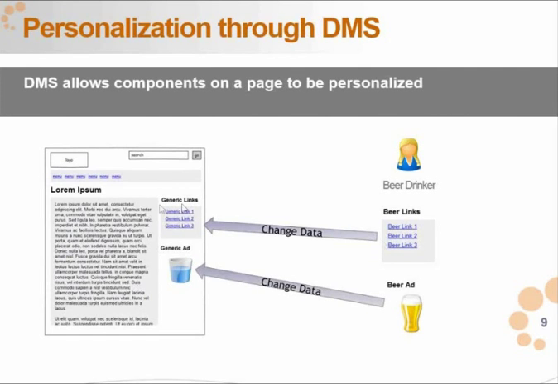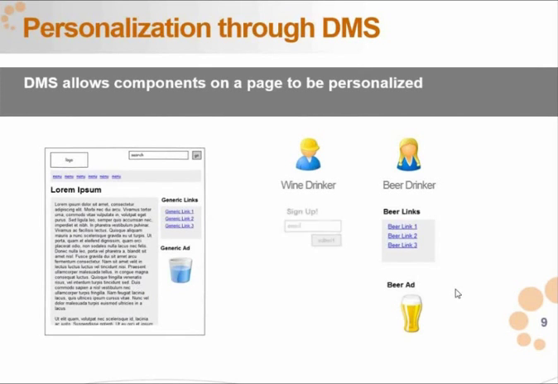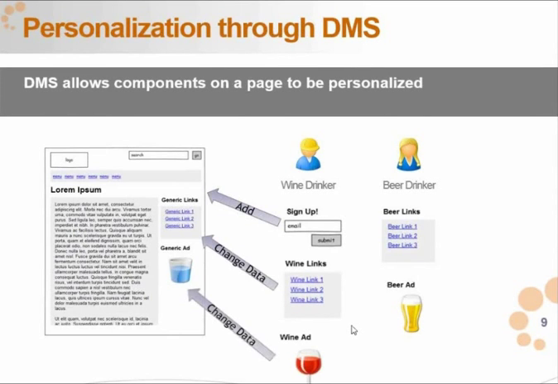Like for a beer drinker, you change the general link to be a beer link. You change the general ad to be a beer ad. For the wine drinker, you might want to add some other component. But this is another thing that we can do. We can add or change or remove components based on who they are. And same scenario, we can change the data for the links, and we can change the data for the ad.